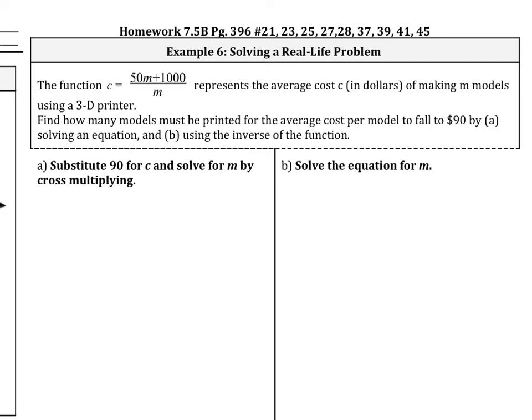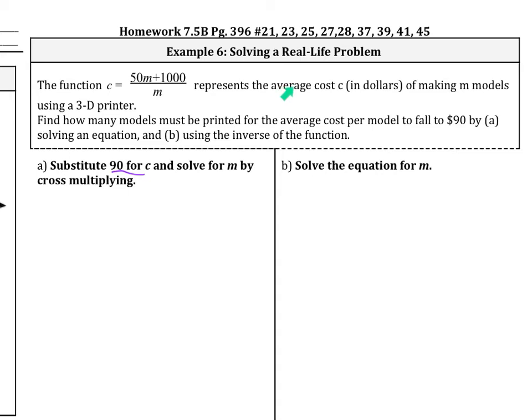Chapter 7.5, Day 3. Now we're looking at solving a real-life problem. So we're going to find the inverse of this equation. Before we get to finding the inverse, first we want to substitute 90 for c in order to solve. So this question says, the function c equals 50m plus 1,000 over m.